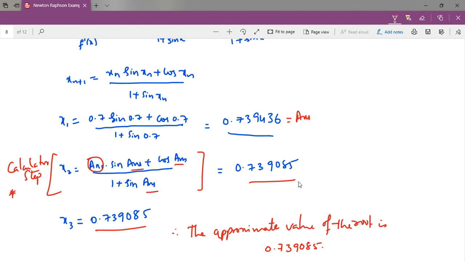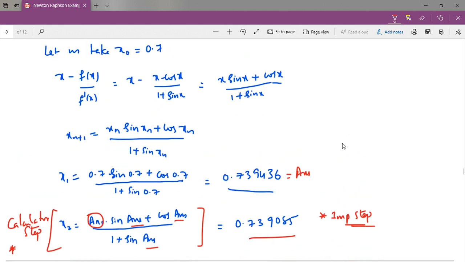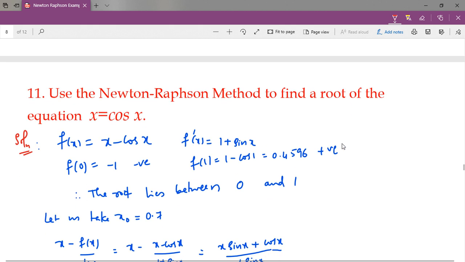After pressing equal to, you get the answer. Now there is no need to change anything for the next iteration. Just press equal to, you get x3. Press equal to again, you get x4. So when you press equal to, you go on getting the iteration steps. No need to change anything in the calculator after using this step. This is a very important step while using the calculator.